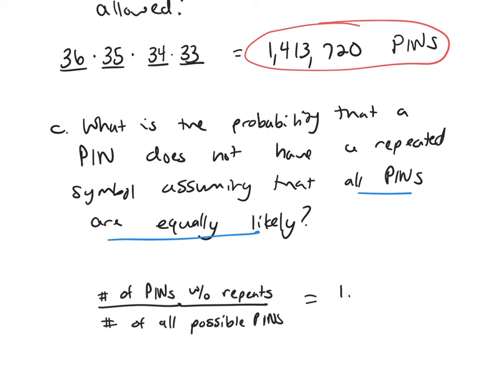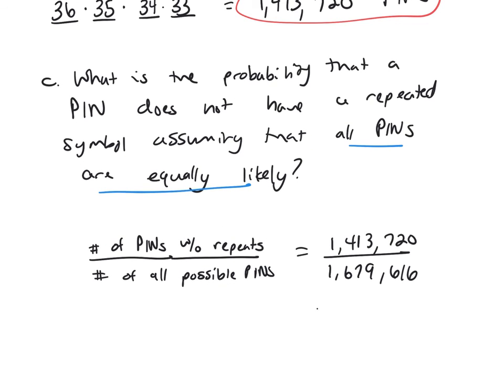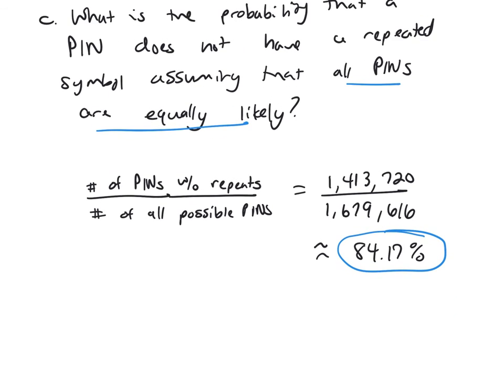So it's 1,413,720 over the total number that were possible, 1,679,616. So if you convert this into a percentage, it would be 84.17%. So it's pretty likely that if you were assigned a random pen, it would not contain a repeated symbol.